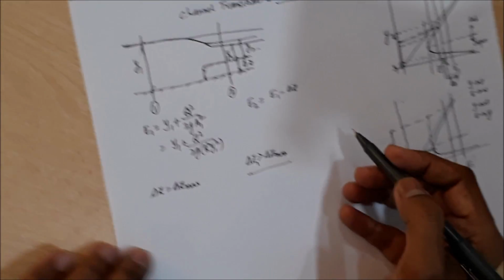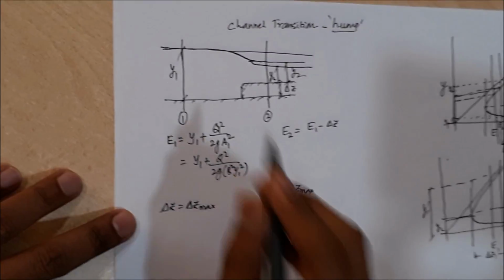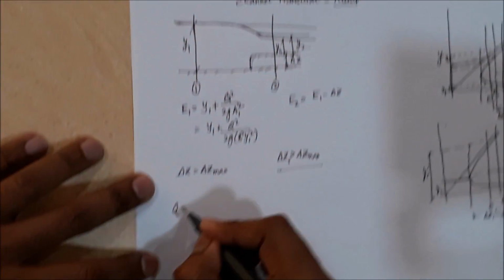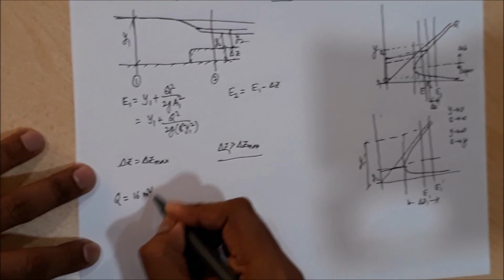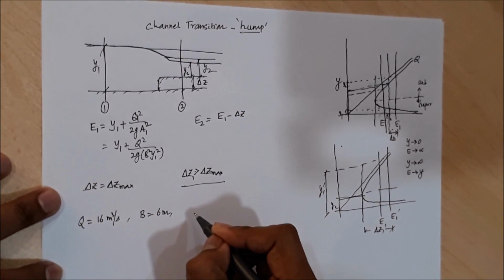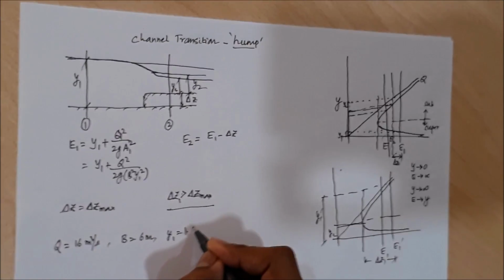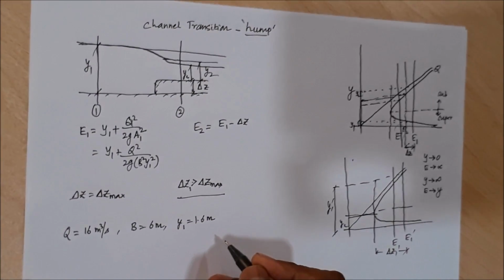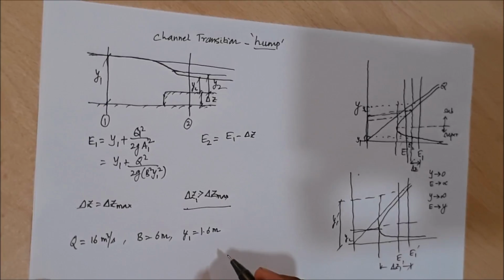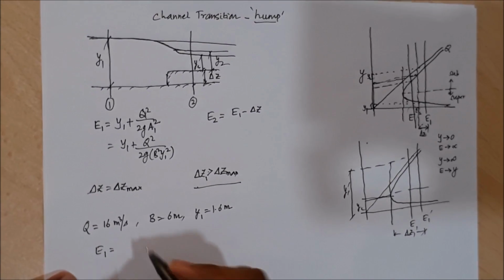Now let's take one small problem. It is from GATE exam 2008. Let's say there is a channel, it has a discharge of 16 meter cube per second. The width of the channel is 6 meter, and the depth of flow at section 1 is 1.6 meter. Now what is the specific energy E1 at section 1?